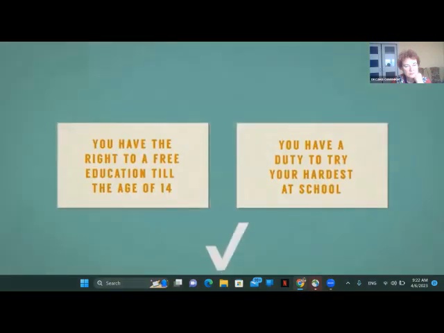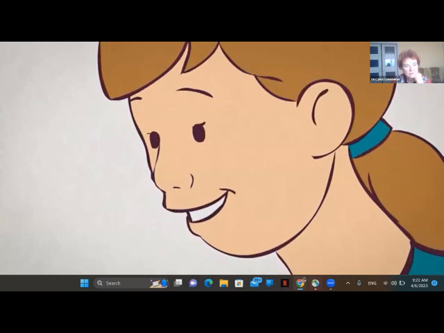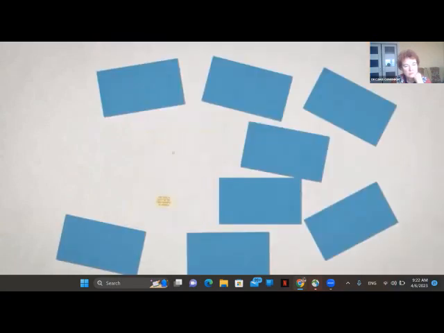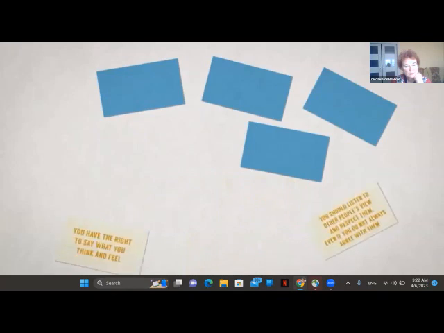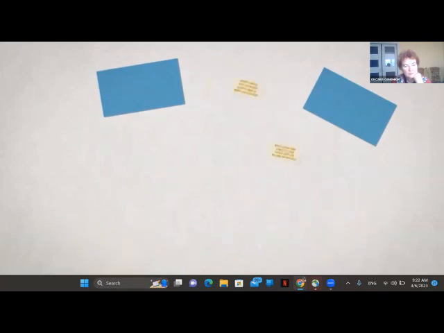If the cards match, the player has won. If you make a pair, you get another go. The game continues until all the pairs have been matched up. The player with the most cards is the winner.